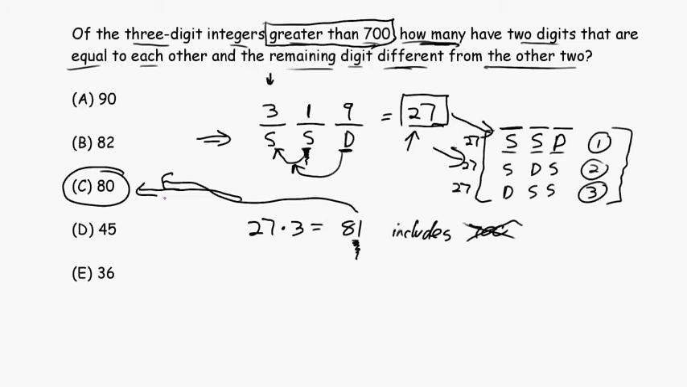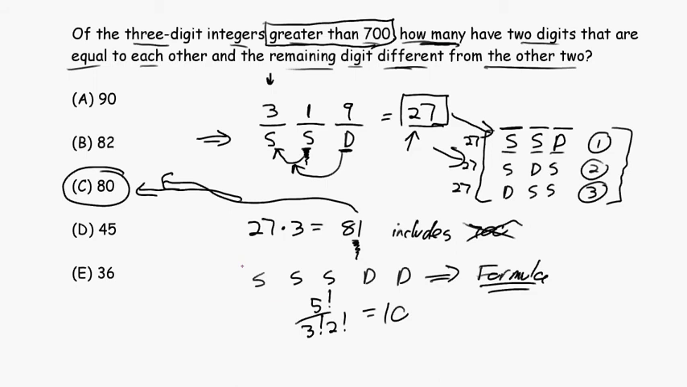Real quick, going back to what if it were a 5-digit integer, and three of them were the same and two of them were different. There's actually a very basic formula for determining that, but that's beyond the scope of this particular video. I don't want to worry about that now. But the formula is 5 factorial over 3 factorial times 2 factorial. That would give you 10 different ways.